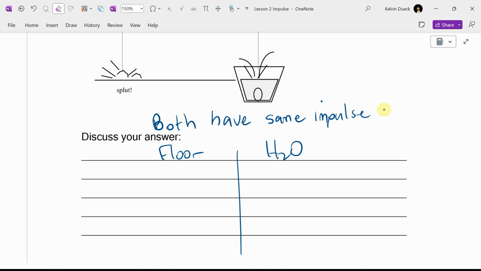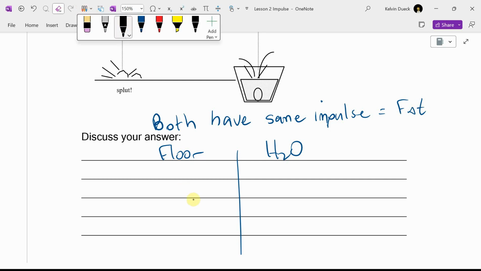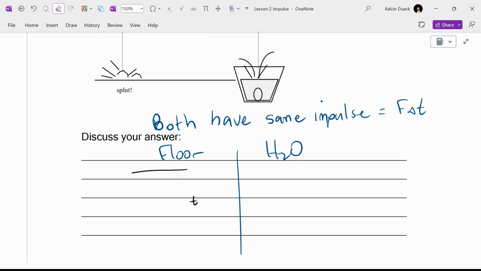So both have the same impulse. They both have the same force times delta T. On the floor, the delta T is really small. You need a big force. Is that okay if I write it like that? A huge letter and a tiny letter? With the water, time is really big, small force, to get the same impulse.